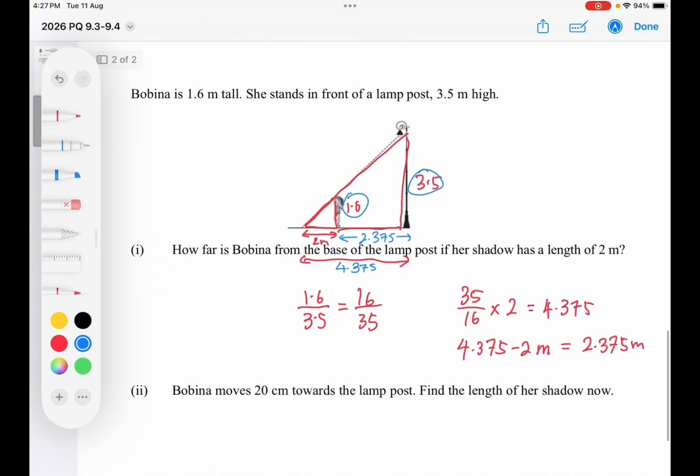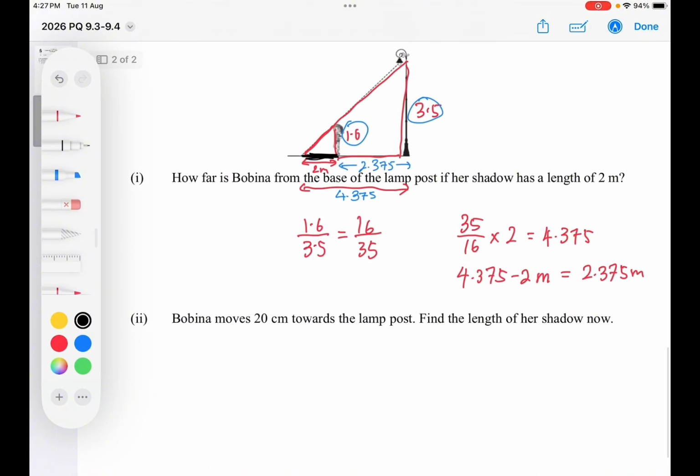So it follows the 1.6 is to 3.5 ratio. Okay, Bobina moves 20 cm because the shadow is here. The shadow is here. Bobina moves 20 cm towards the lamppost. So you then draw a new diagram, 20 cm towards the lamppost, 2.175 meters away from the lamppost. The shadow is new, so we do not know the length of the shadow, right? But we do know that the ratio is still 1.6:3.5.